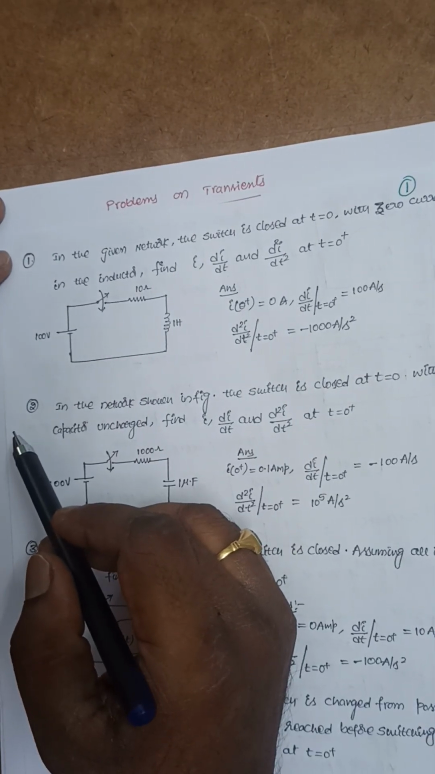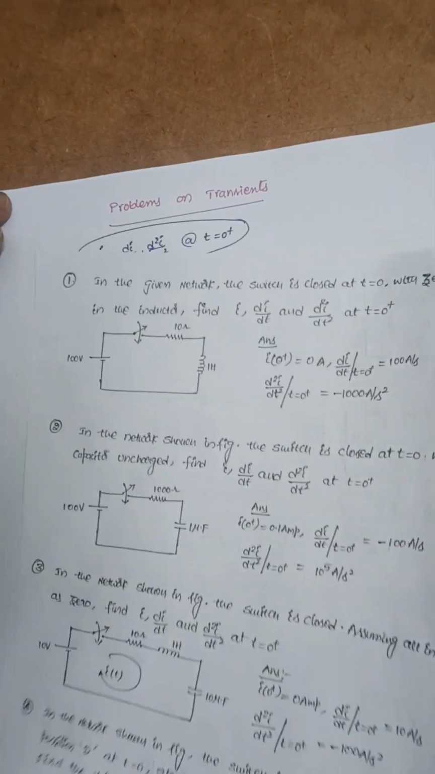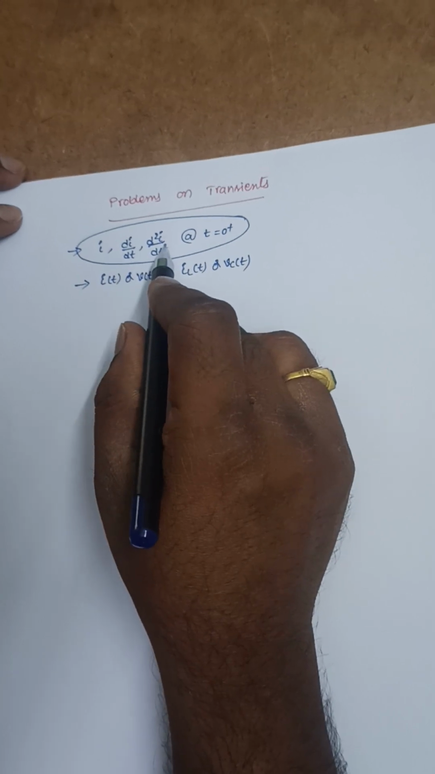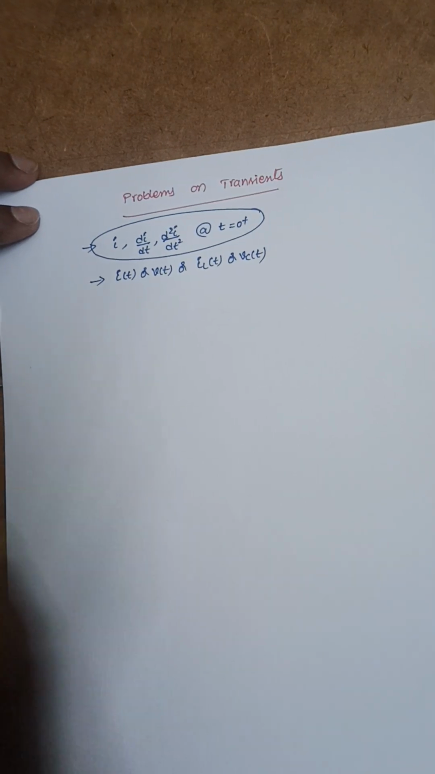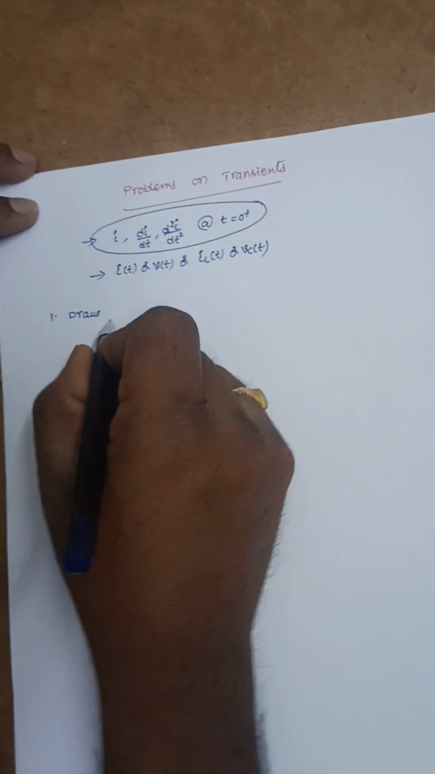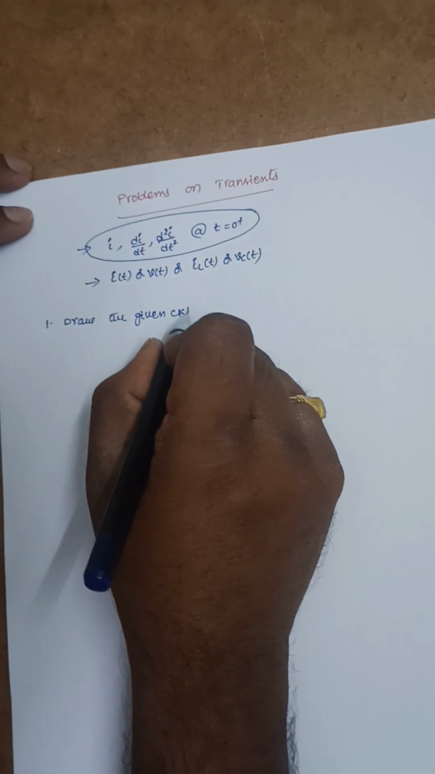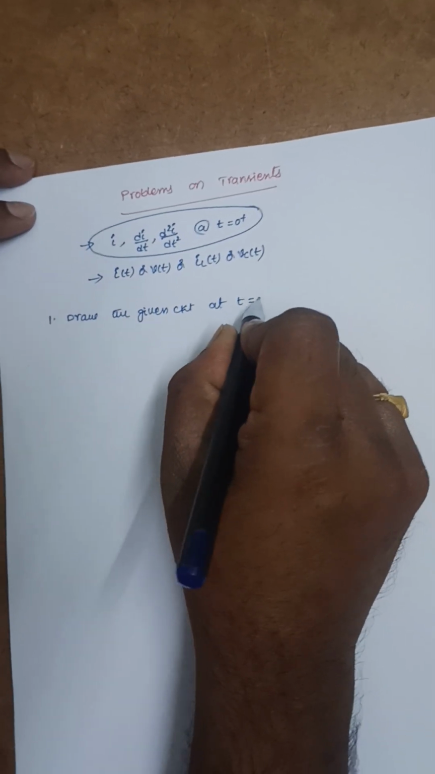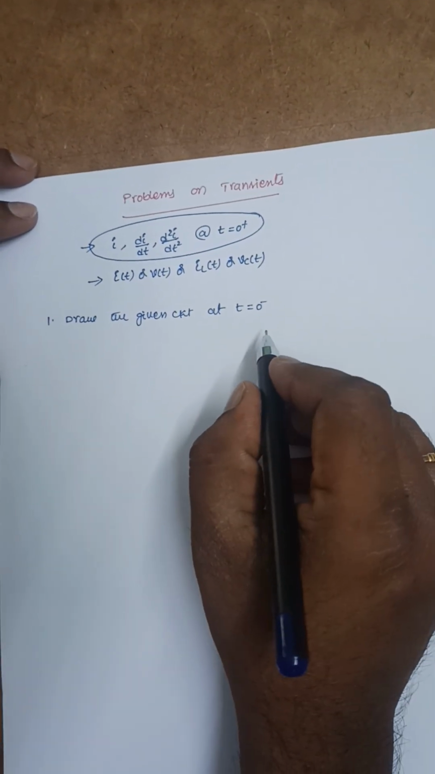There is one procedure to solve this type of problem, and I will explain it here. If we want to find I, di by dt or d square I by dt square at t is equal to 0 plus, first we need to draw the given circuit at t is equal to 0 minus, that means before the switching action is done.